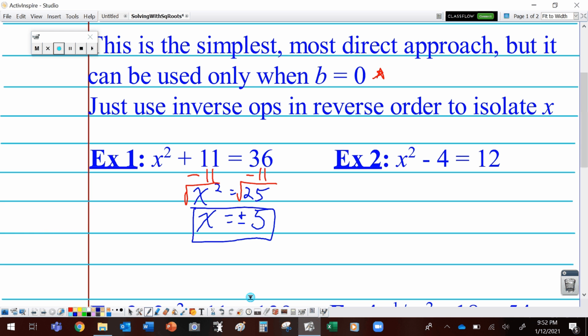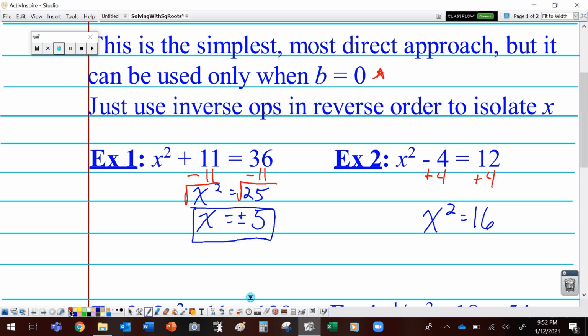All right, let's take a look at the next one. X squared minus 4 equals 12. Now, once again, there is no bx term here. We just have the x squared term and the constant term, and that's it. Okay, so that x is being squared, they're subtracting 4, so we'll start by adding 4 to both sides of this equation. On the left side, adding 4, subtracting 4 cancels, and I'll just have x squared. On the right side, 12 plus 4 is going to be 16.